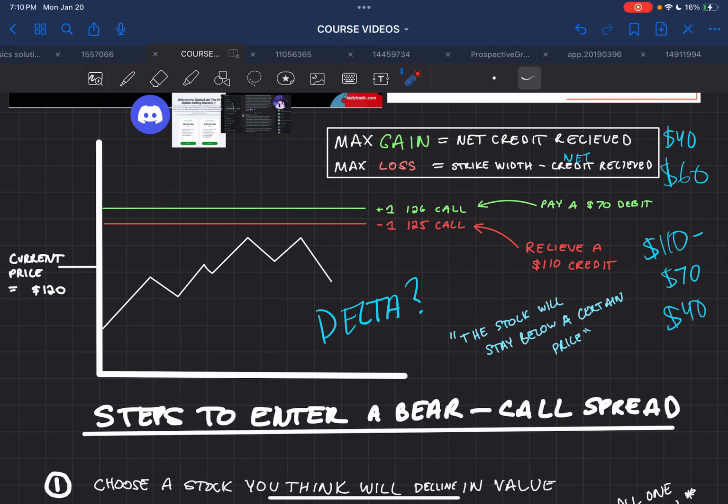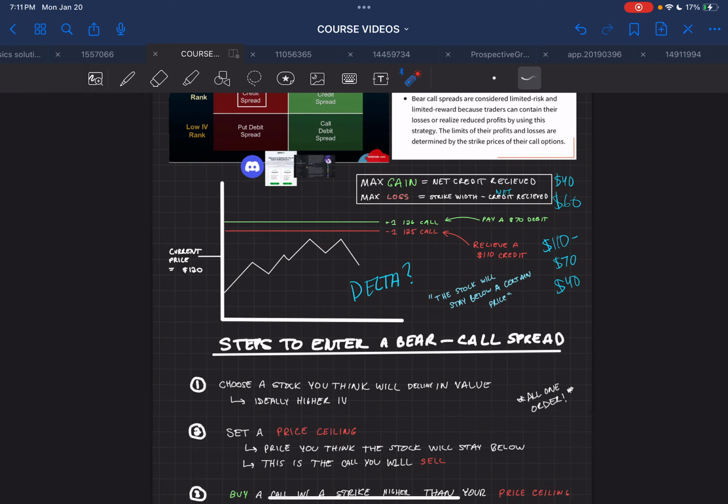So in summary, as long as the stock stays below 125 by our expiration, we make 40 bucks, and even if it skyrockets to 1,000, our max loss is only 60. Okay, and obviously you could enter this in multiples, right? So this could be minus 10 and plus 10.